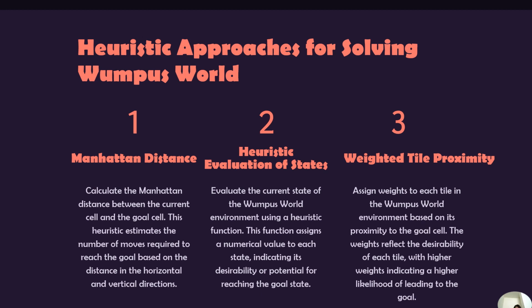Third one is weighted tile proximity. Assign weights to each tile in the Wumpus world environment based on its proximity to the goal cell. The weight reflects the desirability of each tile, with higher weights indicating a higher likelihood of leading to the goal.